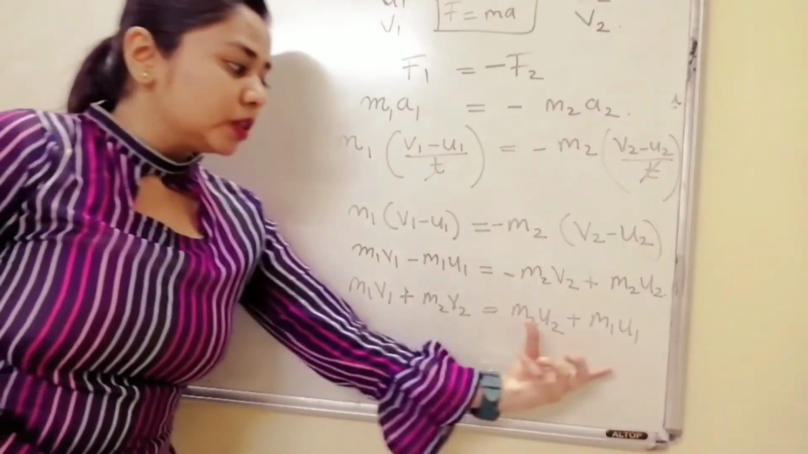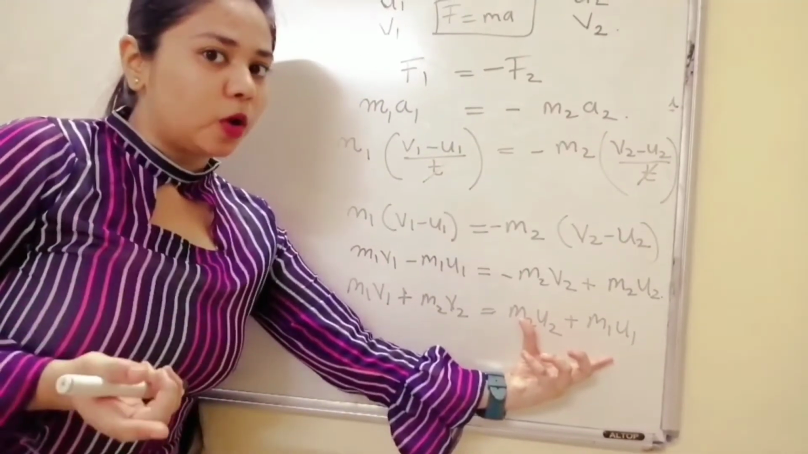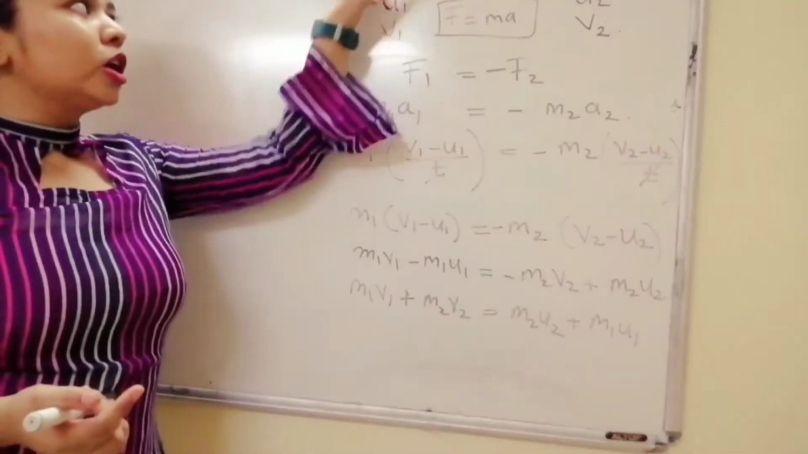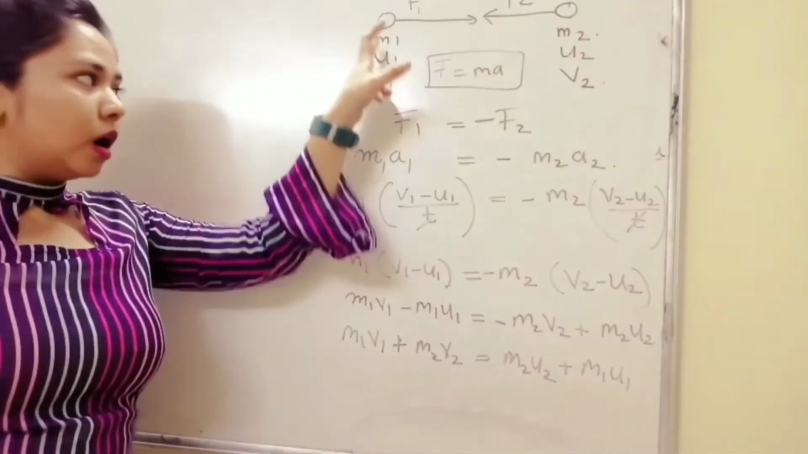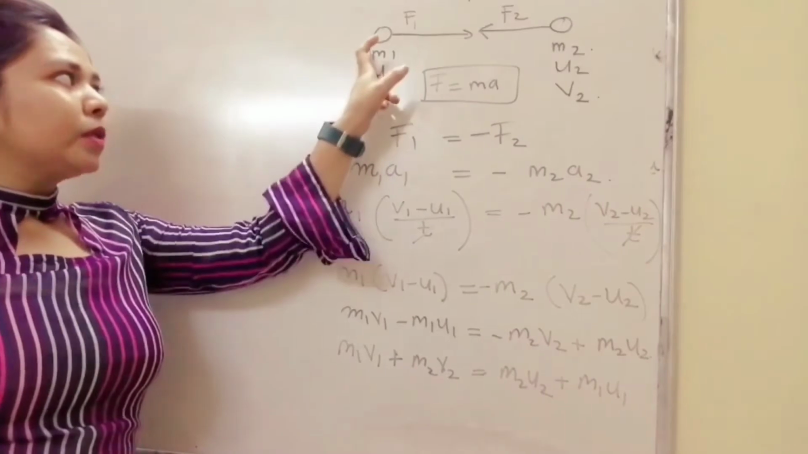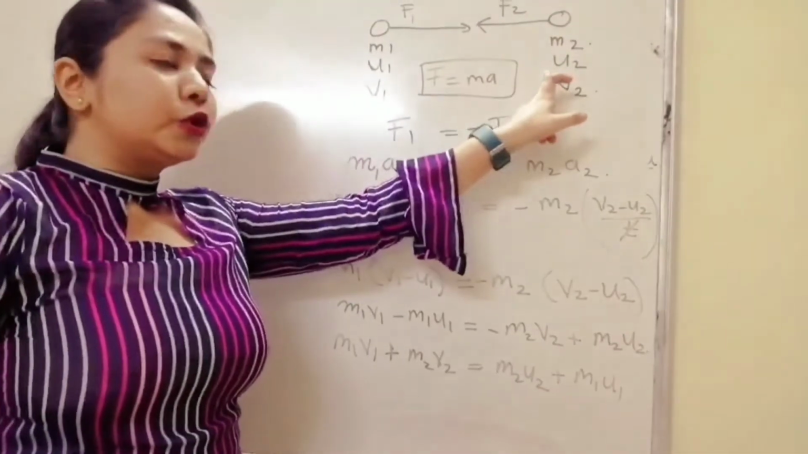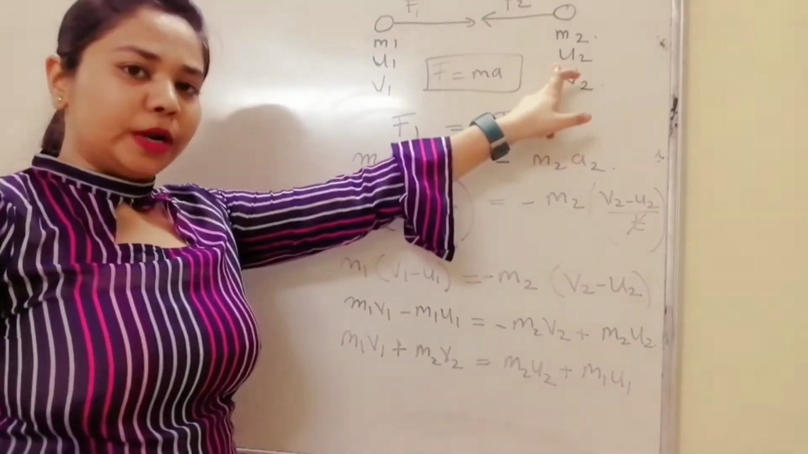You can see this was my initial momentum. Momentum is mass into velocity. So for this particular mass, m1 u1 will be its momentum initially, then m2 u2 will be the momentum of the second mass.